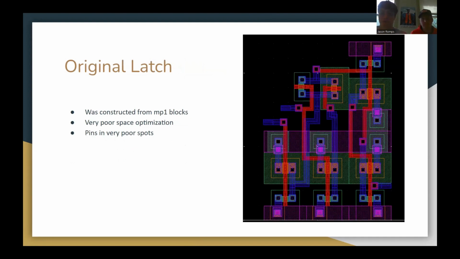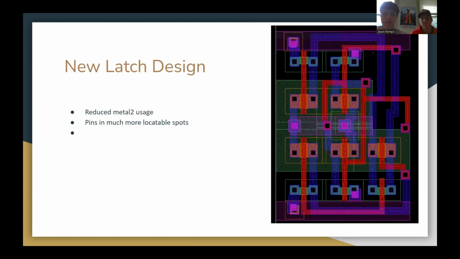The latch was originally constructed from MP1 blocks, and in MP1, our objective was to just try to get it done as fast as possible, and we didn't really care too much about optimizations. As you can see, there's very poor spacing and very poor pin placement. Then when we went back and redesigned our MP1 blocks to really worry about space, we had this amazing compact design that allowed this latch block to be placed drag and drop basically anywhere in our design, as well as the pin placements being in really optimal external locations. This allowed for really easy chaining between blocks.